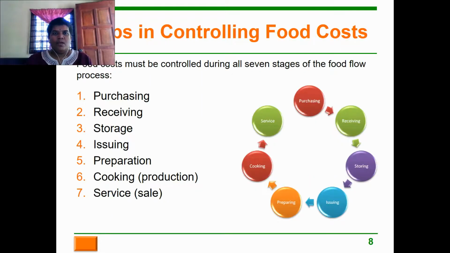Okay, so we need to know the steps in controlling food costs. Here are listed 7 steps by which we can control the cost, meaning the spending can be controlled in 7 steps. First, purchasing, receiving, storage, issuing, preparation, cooking, and service.